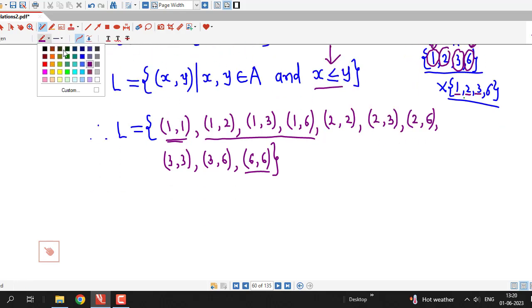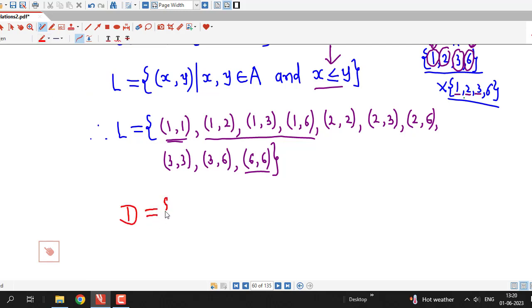Similarly, we are asked to write down the relation D. To write it in terms of a set, relation D is the divides relation on the given set A. So first we write down ordered pairs (x, y) such that x and y are elements of A and x divides y.